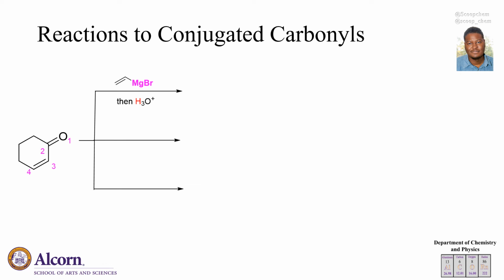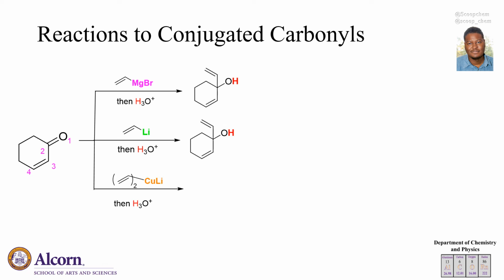Reacting this conjugated ketone with vinyl Grignard gives the 1,2 product as the major. If I use an organolithium, in this case vinyl lithium, I also get the 1,2 product as the major. You guys just learned, if I take the cuprate and react with this conjugated ketone, now my major product is the 1,4 product. All right, I get this important intermediate out, which is called an enolate.